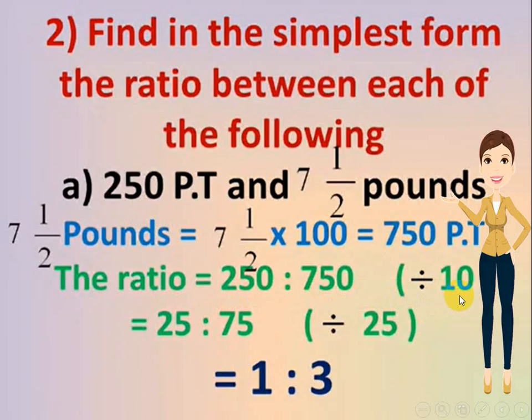They are divisible by 10. We'll write divided by 10. 250 divided by 10 equals 25. 750 divided by 10 equals 75. You know 25 and 75 are divisible by 5. But we prefer divided by 25 as a large number. So we'll write divided by 25. 25 divided by 25 equals 1. 75 divided by 25 equals 3. 1 and 3 are in the simplest form, so the ratio in the simplest form will be 1 to 3.